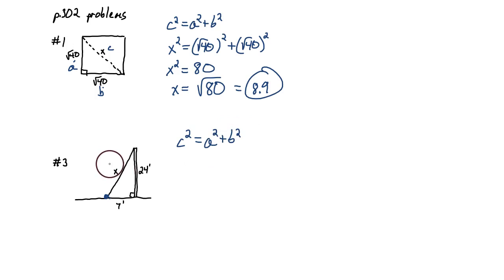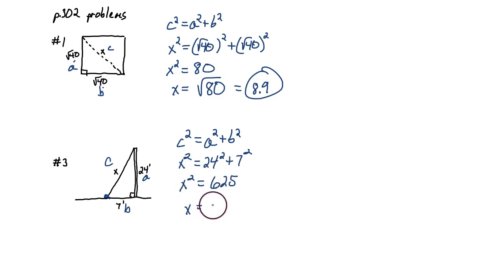The letter C is the hypotenuse. It's the diagonal side of the triangle. The letter A is the altitude. The letter B is the base. So for C, I'm going to fill in x. For A, fill in 24. For B, fill in 7. So this is x squared equals 625. To solve for x, we use square root.